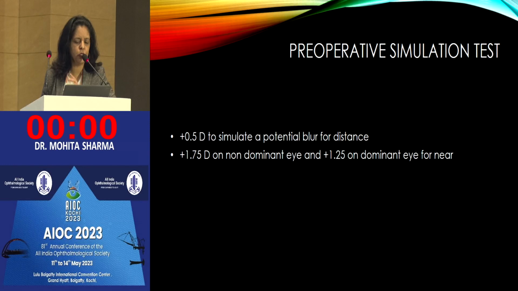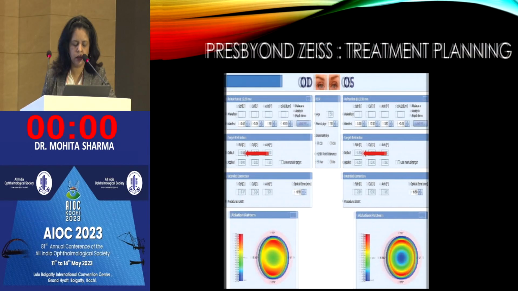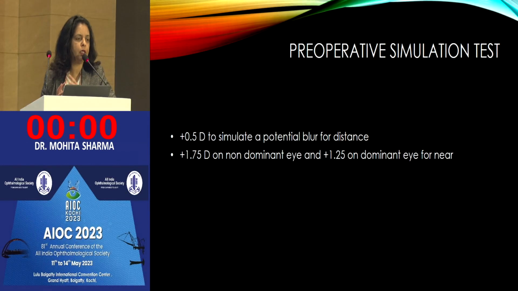In myopes, what is planned is generally a unilateral treatment, which means the dominant eye is made good for distance, and only a plain LASIK may be done, and in the non-dominant eye, a regular treatment is done, so it's made good for near.